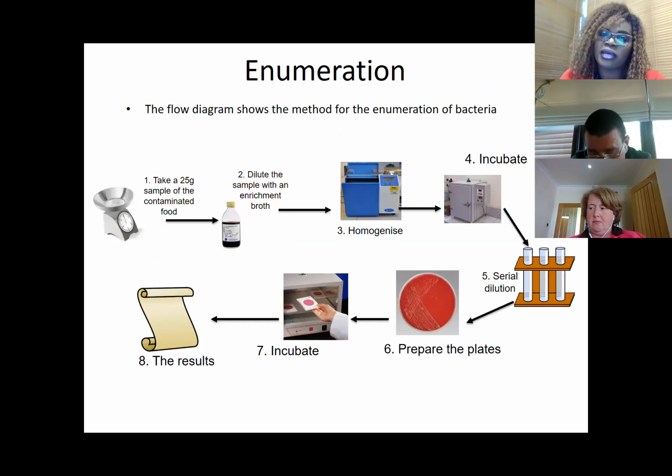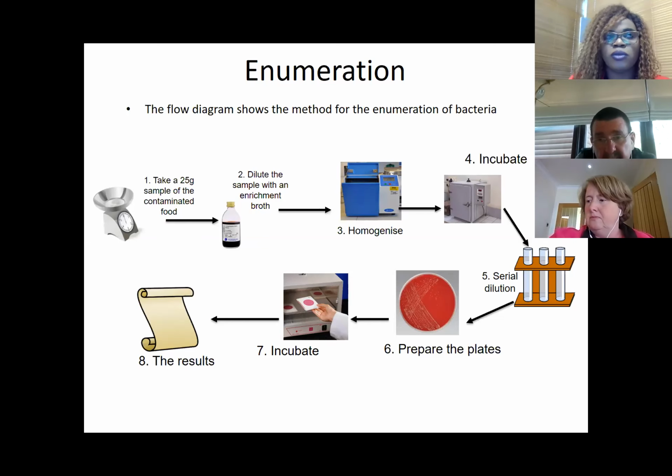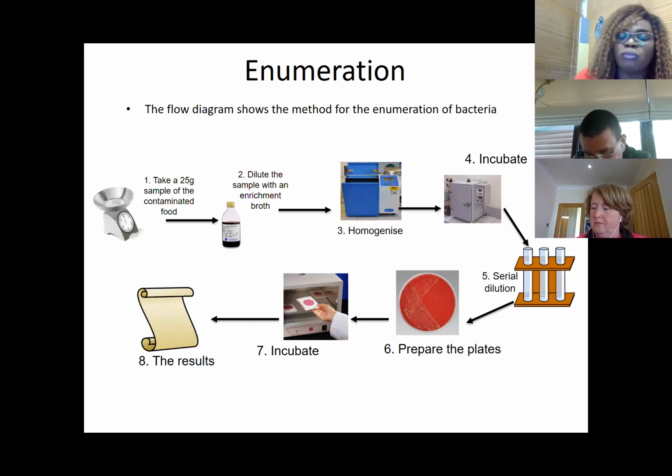So this shows the method of enumeration. Enumeration is to do with counting numbers. So when the food comes into the lab, you take a certain amount. For example, I've said here 25 grams of the food, okay? Or you can take 10 grams, as long as you remember what you have taken. Because when you're talking about the microbial load, you can refer to it per gram. So you need to remember, if it's 10 grams, you divide by 10. If it's 25 grams, you divide by 25 to give you per gram.